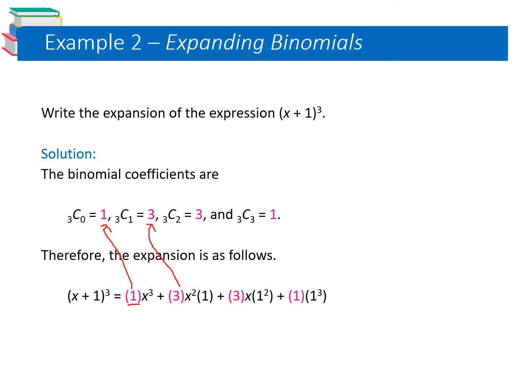Okay? Plus 3 times x times 1 raised to 2. You see 3, 2, 1 here, and 1, 2, 3 here. So, this 3 is this one. And then, the last term is 1 times 1 raised to 3. This one here is this one. Simplifying it further, that is x cubed plus 3x squared plus 3x plus 1. Final answer. Okay? That's how easy it is.